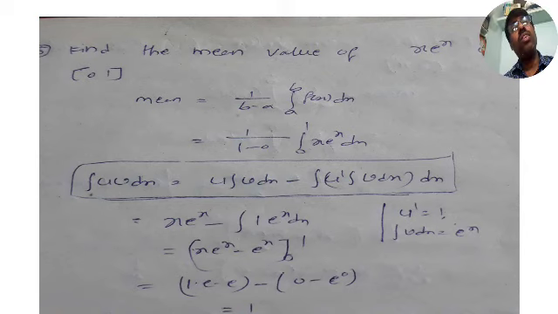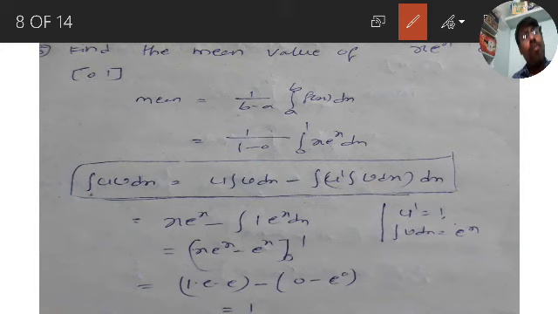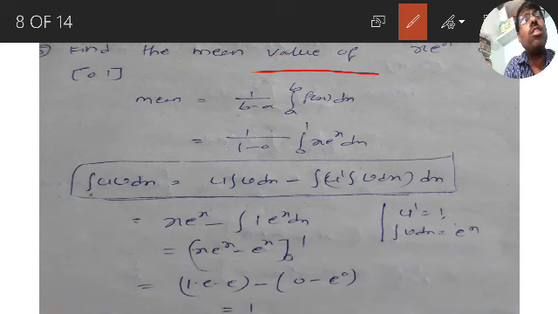Lower limit a is equal to 0 and upper limit b is equal to 1. Substitute in the formula. What is the mean value? Do you remember? What is the mean value, guys? Mean is equal to 1 by b minus a integration a to b f of x dx. So this is the mean value.